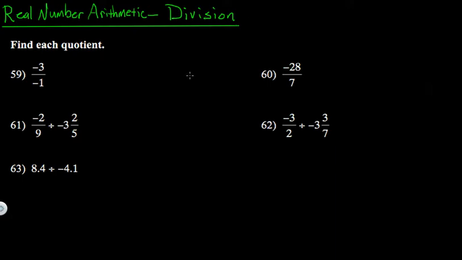Dividing real numbers. All right, so same rules as multiplication. If I'm dividing a negative by a negative, if the signs are the same, then the answer is positive. So negative 3 divided by negative 1 is positive 3. All right. If the signs are different, if one is a negative, the other is a positive, or vice versa, then the answer will be negative. So negative 28 divided by 7 is negative 4.